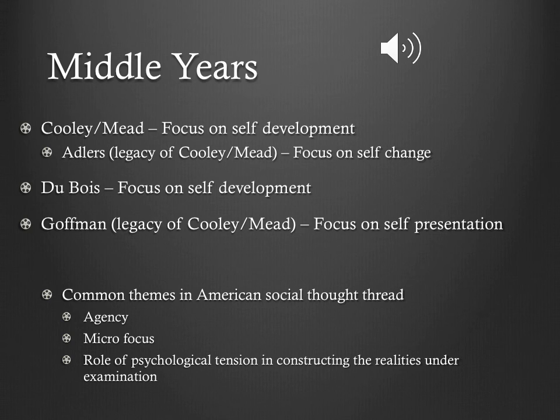And so our next presentation is going to turn our attention to European social thought during the same time period during the middle years, specifically with a focus on neo-Marxism.